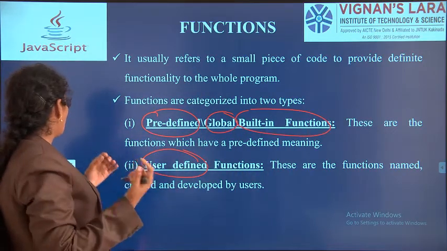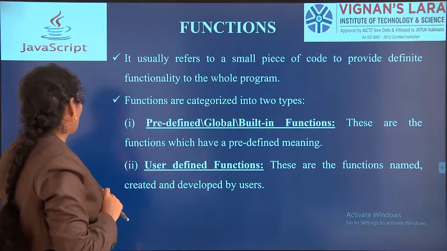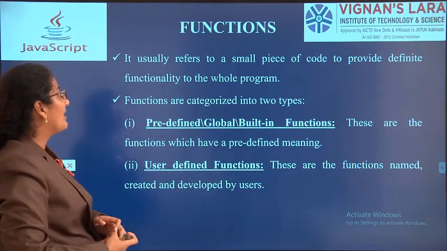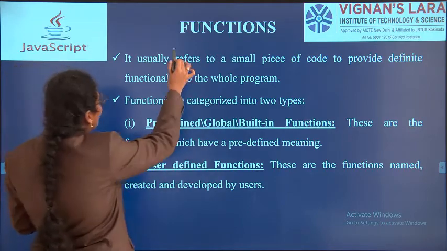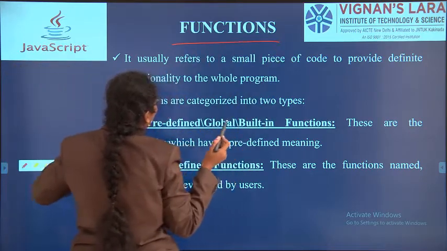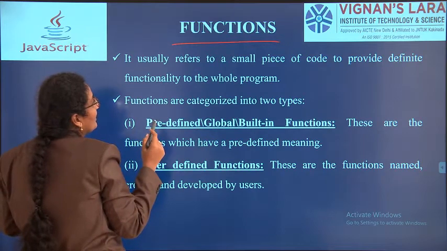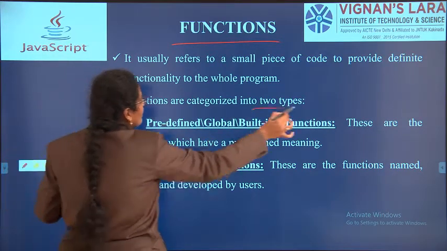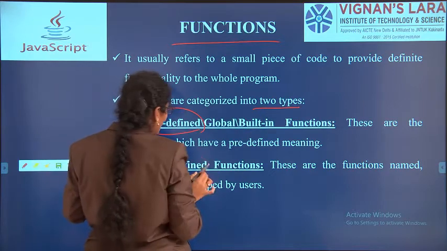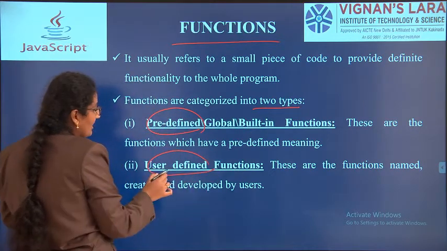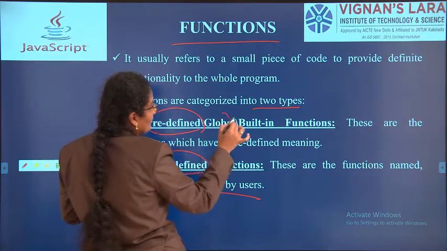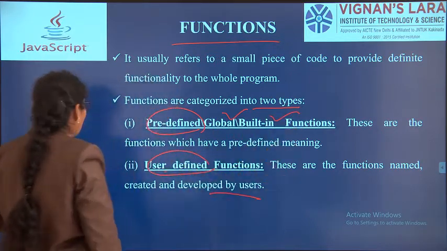Usually a small piece of code used for execution of the program is called a function. A small piece of code used for the whole execution of the program, that code we should use. That is called functions. Functions are of two types, predefined functions and user defined functions. User defined functions are defined by the users. Predefined functions are also called global functions and built-in functions.